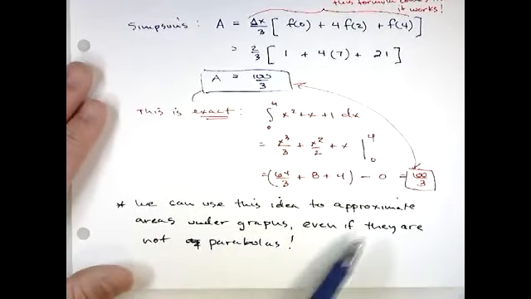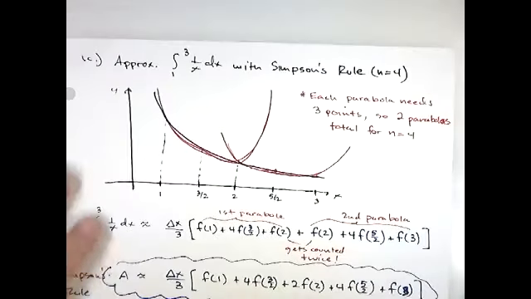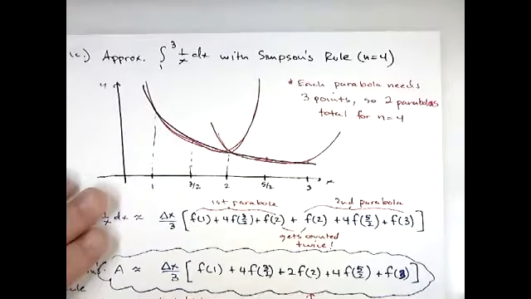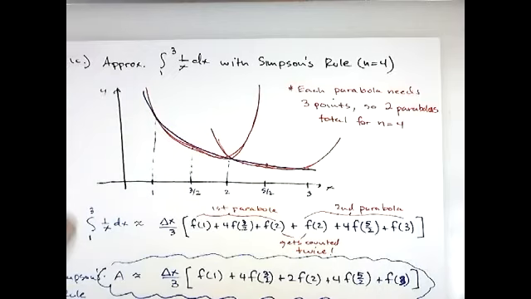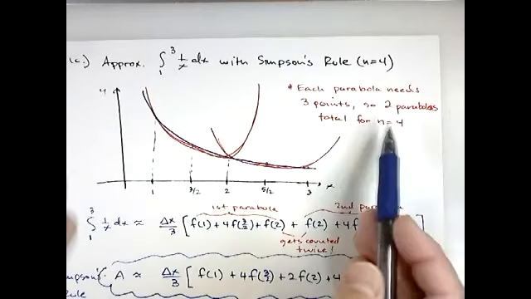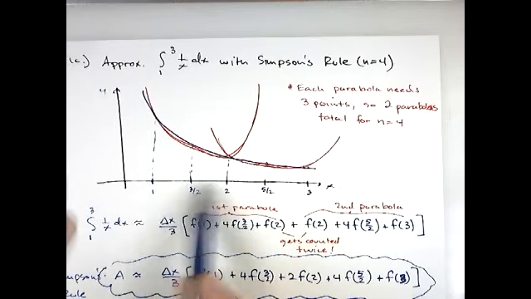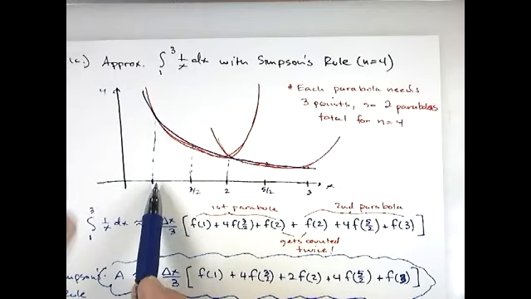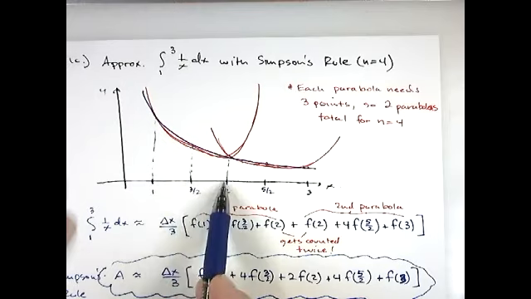So we can use this idea to approximate areas under graphs even if they are not parabolas. So let's try it on the integral we've been working on. This same integral from 1 to 3 of 1 over x dx with Simpson's rule, n equals 4. You would still divide this into 4 subintervals. And the way Simpson's rule works, as we saw, is you need to take 3 points. So we're going to use 1, 3/2, and 2.